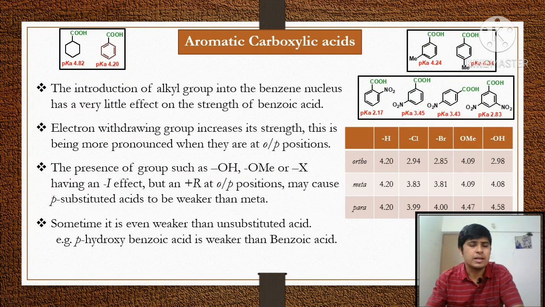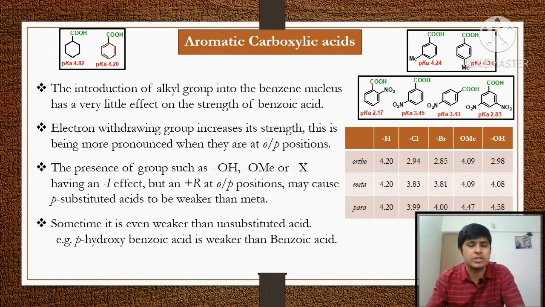See, this is cyclohexane carboxylic acid, and this is benzoic acid. And if we see the pK value of cyclohexane carboxylic acid and benzoic acid, benzoic acid is much stronger than cyclohexane carboxylic acid. Benzoic acid is much stronger than what? Cyclohexane carboxylic acid. Why is it so?